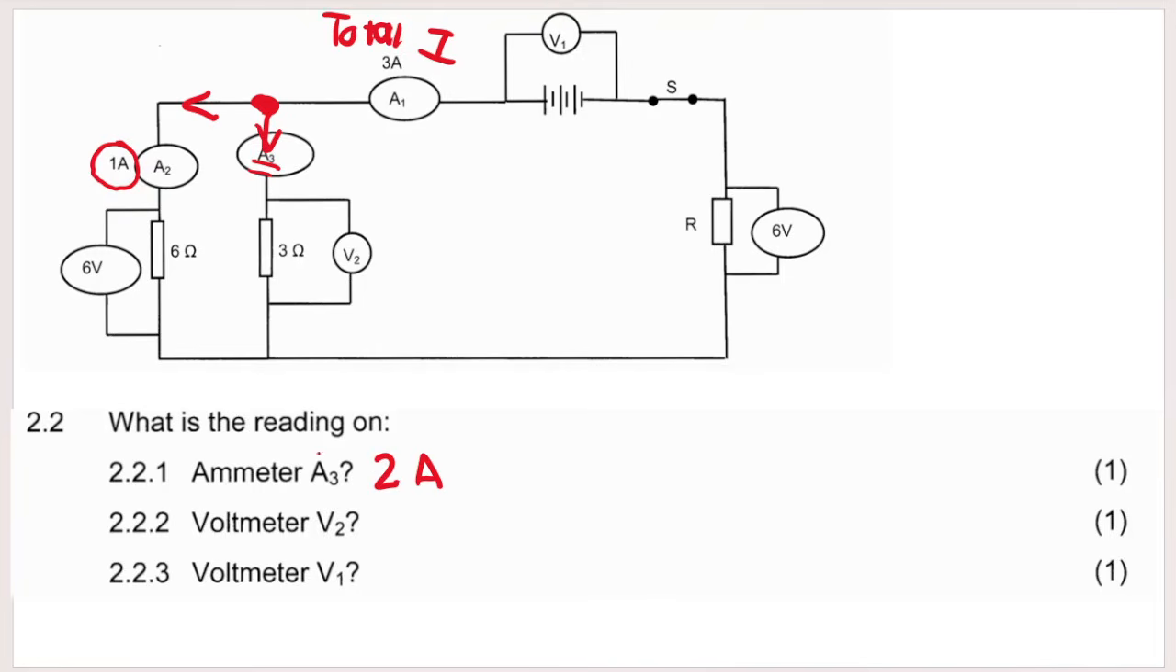So when they want the reading on ammeter A3, they're basically asking what is the current through that branch? What is the current reading? So you can't just say 2, you have to say 2 ampere. You have to put the A, you have to put the unit, or you're going to get it wrong.